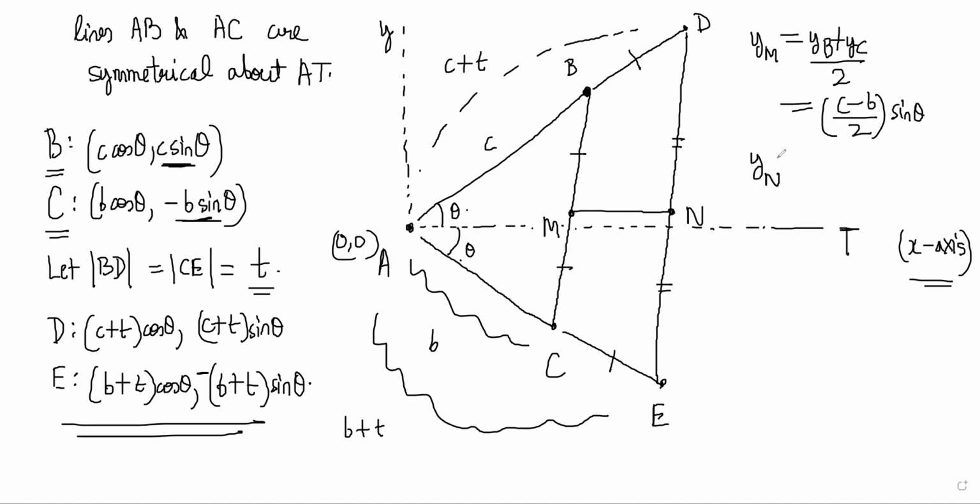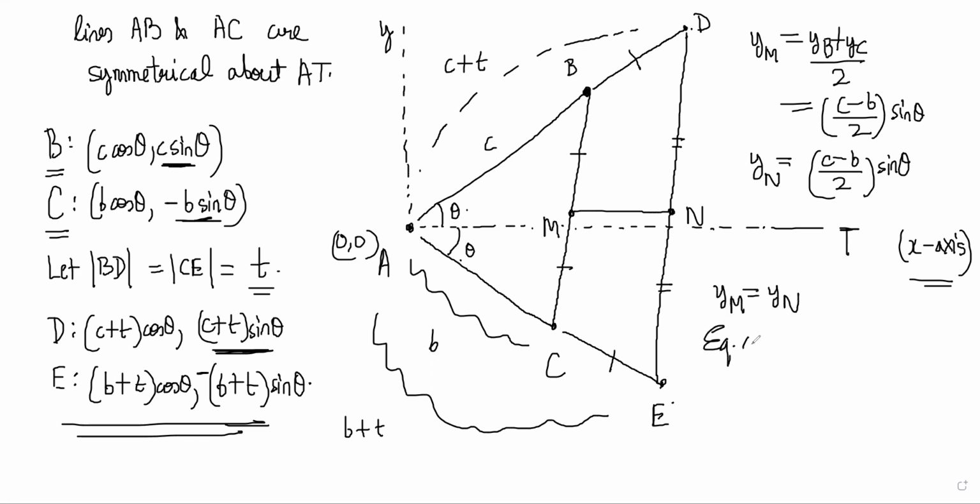Similarly, y coordinate of N is what? It is the midpoint of D and E. So take the y coordinates of D and E, add and divide by 2, right? If you do that, you will notice that T sin theta gets cancelled, and that is also (C plus B) by 2 sin theta. So obviously the y coordinate yM is equal to yN.